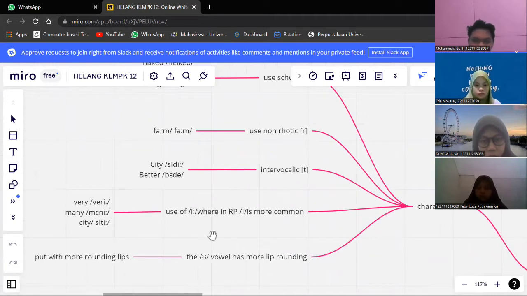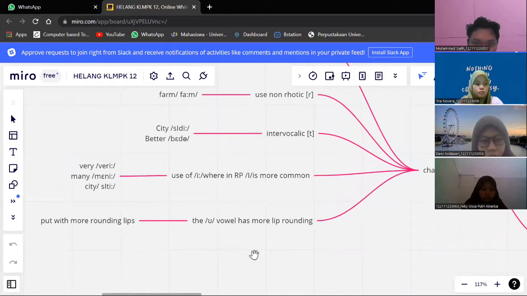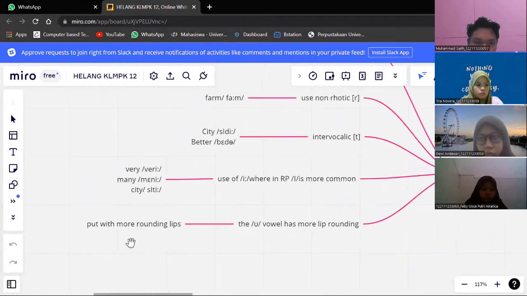Number four is the use of E, where in RP E is more common. For example, very, many, and CD. And the last one is that the U vowel has more lip rounding. For example, put, with more rounding of the lips.